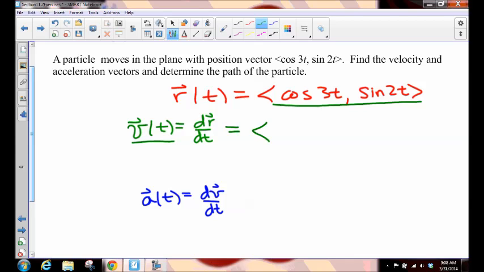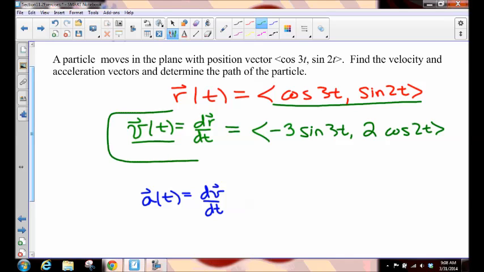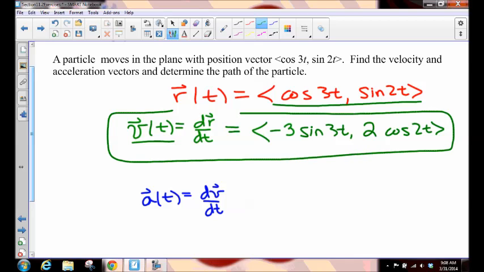So when we take the derivative of the first term, we're going to get negative 3, not cosine, but sine 3t, comma 2 cosine 2t. And that's going to give me my velocity vector.